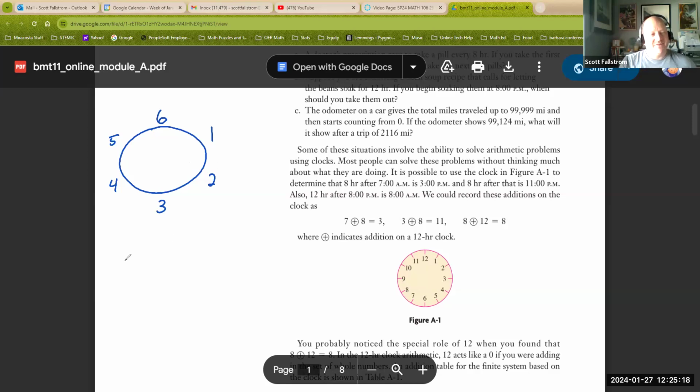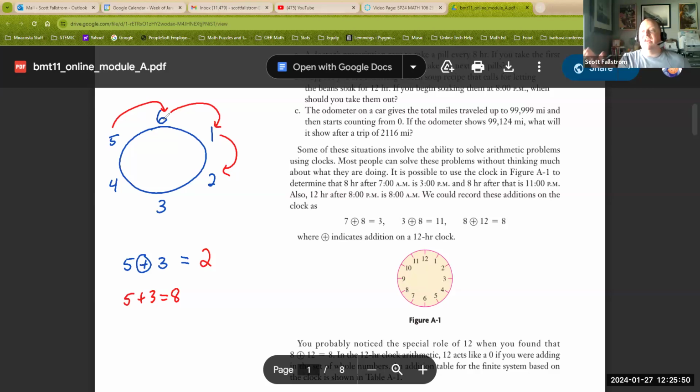If I say, what is 5 plus 3 in a 6 clock? You can count forward and say, 5 plus 1 gets me to 6, then 2, 3. Okay, it's 2 o'clock. Absolutely. That's because traditionally 5 plus 3 would give me 8, but 8 is bigger than 6.